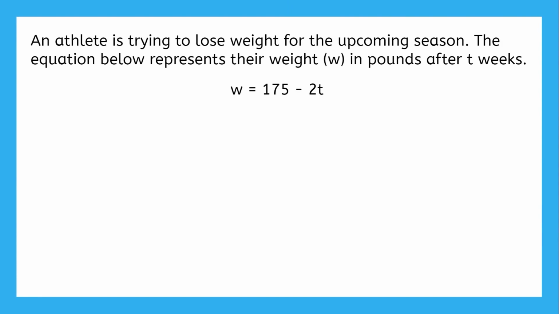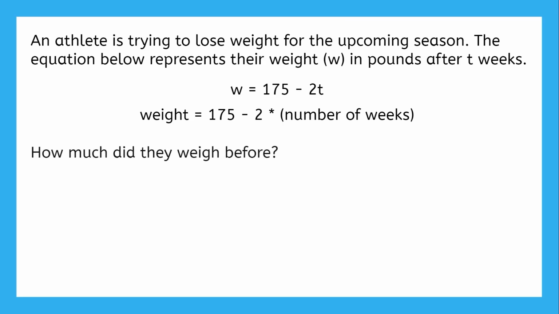An athlete is trying to lose weight for the upcoming season. The equation represents that weight loss. W is their weight, and T is the number of weeks. So we would read this equation as weight equals 175 minus 2 times the number of weeks. Remember, sometimes it helps to call the variables what they stand for, so it doesn't just look like random letters.